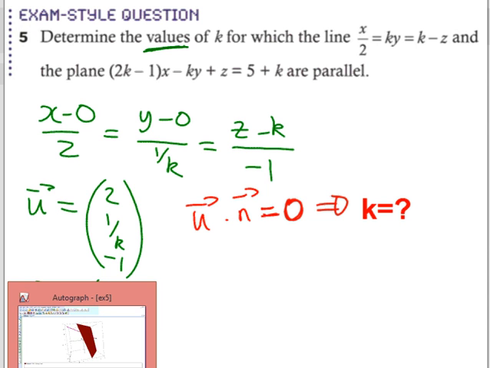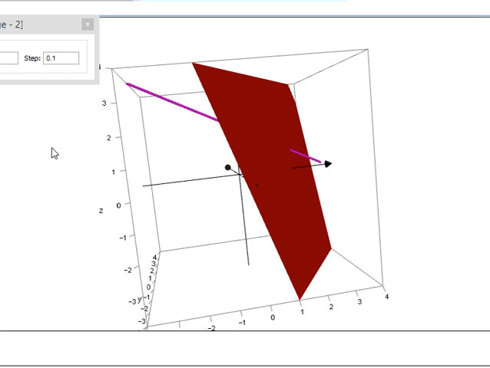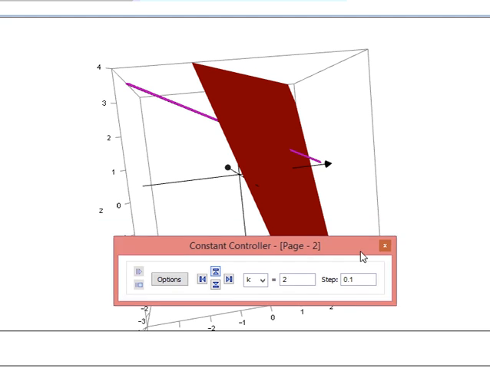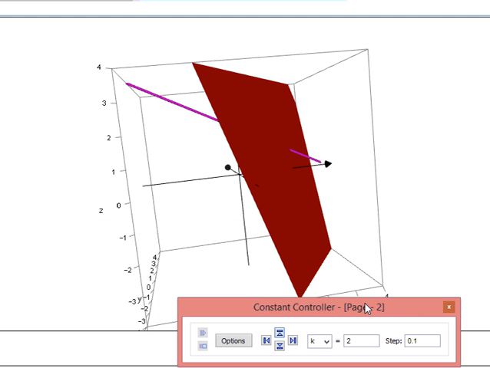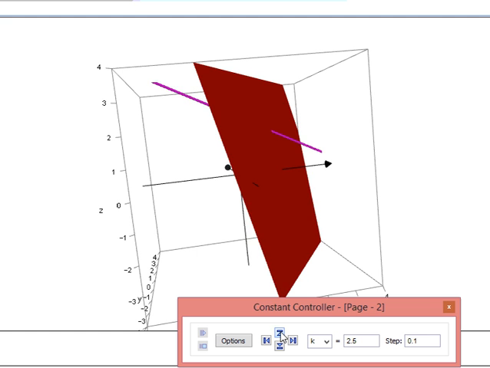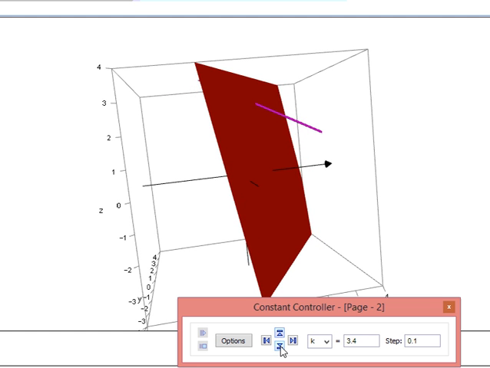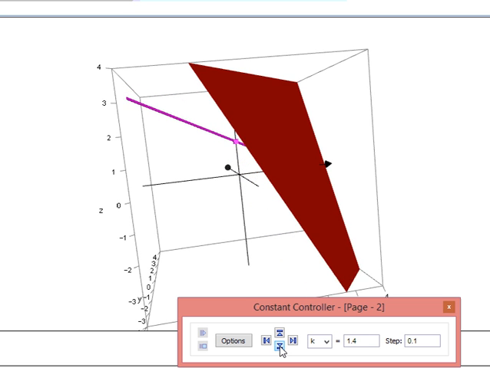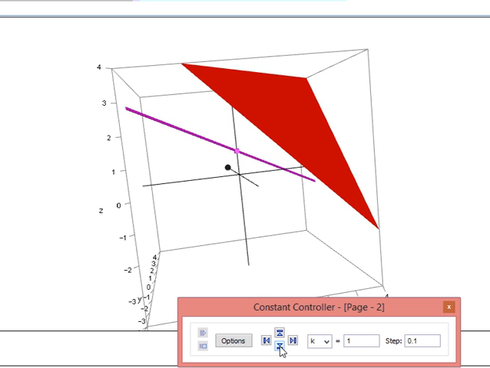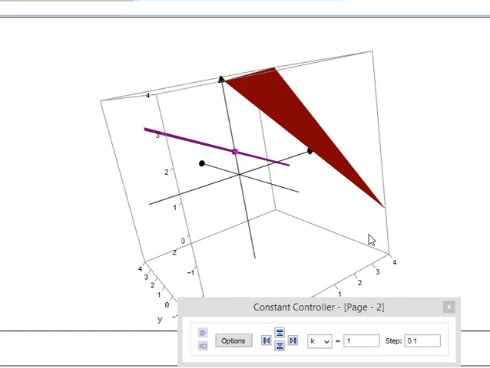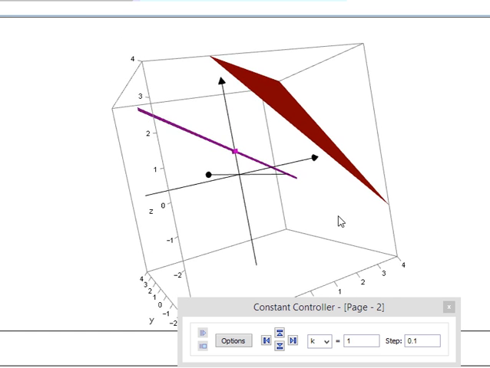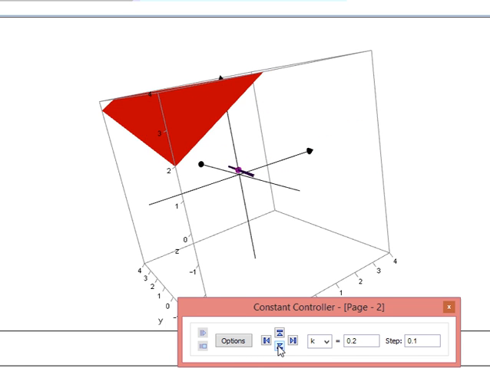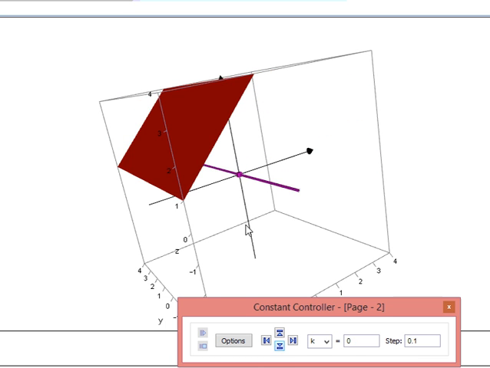But when we animate this, we get this beautiful pirouette, if you like, of the line and the plane. So as we change k, obviously they both change position simultaneously. And you'll find there's actually two places where the line and the plane are parallel. See if you can complete the calculation to show that that's true.